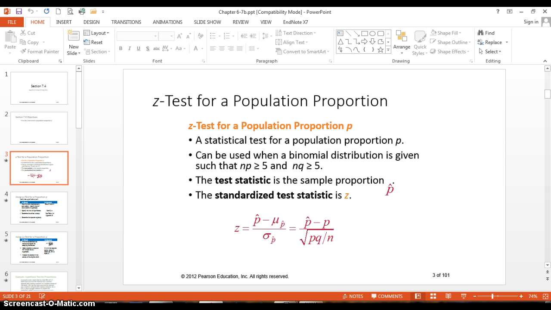The nice thing is, like everything else we've done, the z-statistic formula is basically already in the graphing calculator, so all you need to do is give it the pieces of the puzzle and it'll solve for z for you.